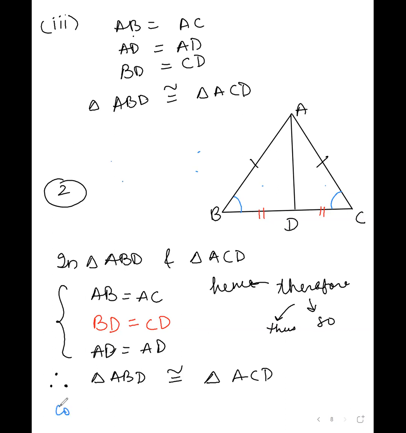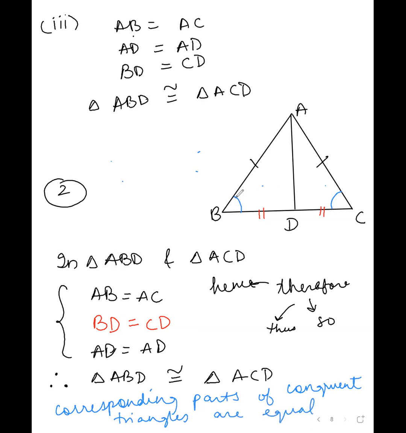So we say corresponding parts of two congruent triangles, right? The two triangles are what? Congruent. Yes. Corresponding parts of congruent triangles are equal.